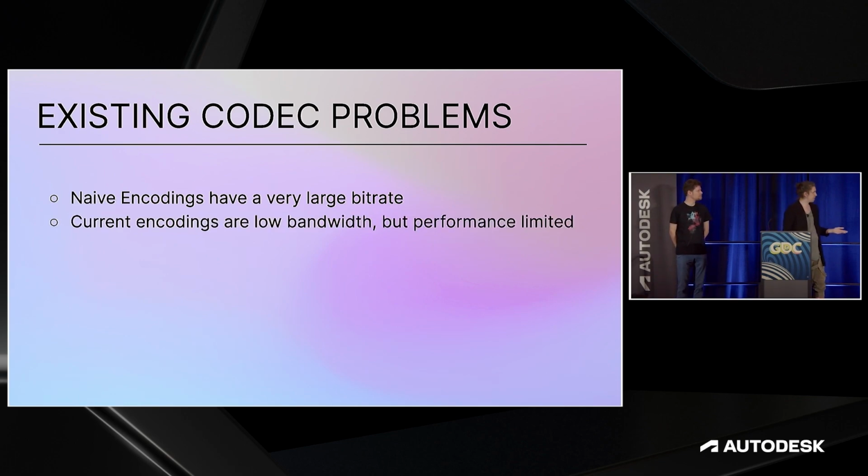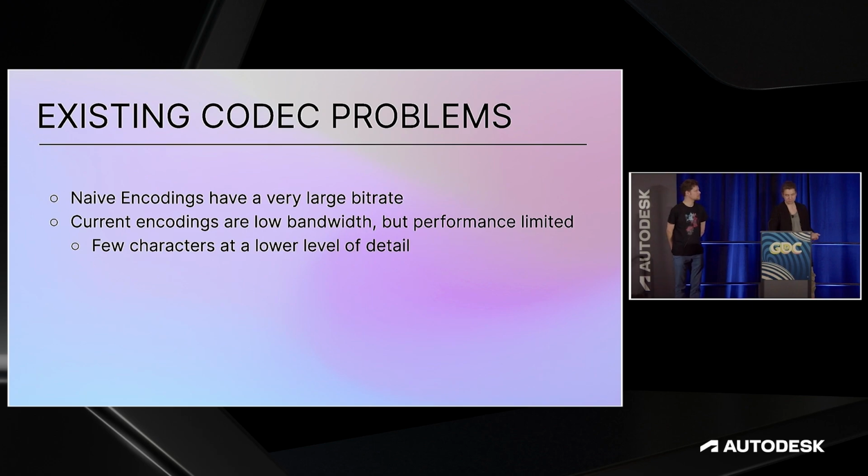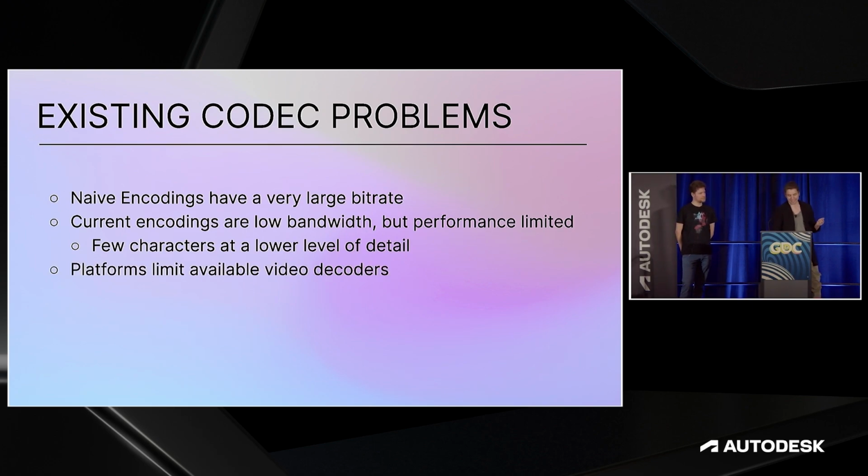Current generation encodings are low bandwidth, but they are performance limited owing to a lot of decoding that happens on the CPU. These kind of run length encodings that are used to save on a lot of space mean that you have to decode things serially. And they also rely on video hardware decoders, which are limited on different platforms. So some platforms allow you to decode, say, 1 or 2 videos at any given time, or they have a limit to the total number of pixels you can decode in video hardware.